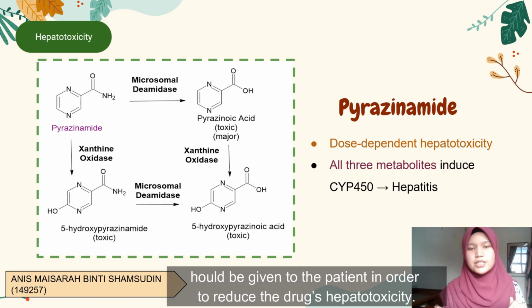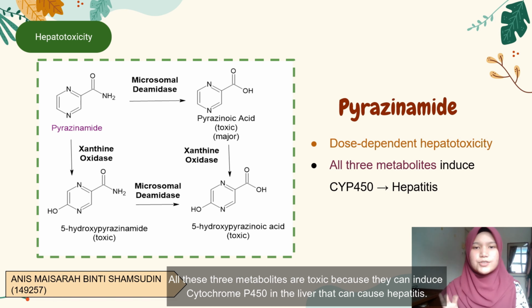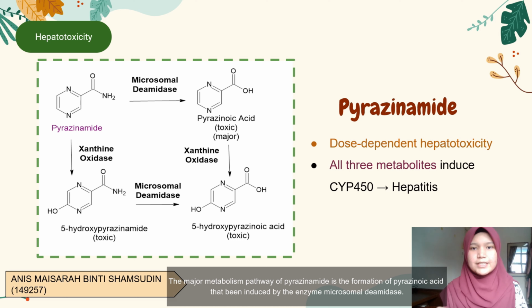There are three metabolites of pyrazinamide, which are pyrazinoic acid, 5-hydroxy pyrazinoic acid, and 5-hydroxy pyrazinamide. All these three metabolites are toxic because they can induce cytochrome P450 in the liver that can cause hepatitis. Now let's take a look at how these metabolites are being formed. The major metabolism pathway of pyrazinamide is the formation of pyrazinoic acid that is induced by the enzyme pyrazinamide deamidase.